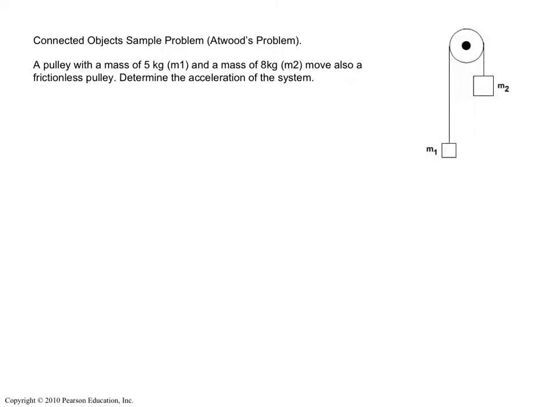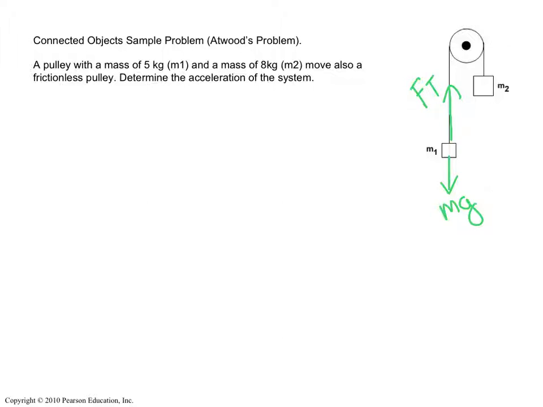Okay, so let's look at an example to figure out the acceleration on this system. Now, the first thing I need to do is read the problem and look at what forces are involved. So a pulley with a mass of 5 kilograms and a mass of 8 kilograms move along a frictionless pulley. So we're going to figure out the acceleration of this system. So I have the weight of M1, which is 5 kilograms. So we have mass times gravity, and then I have tension that's moving up.